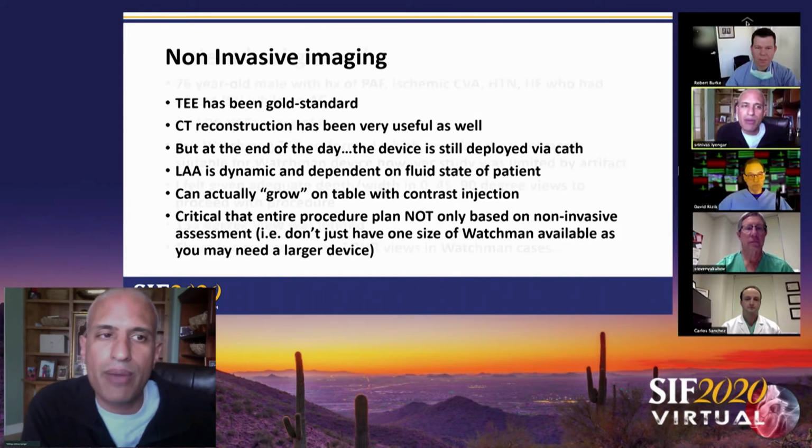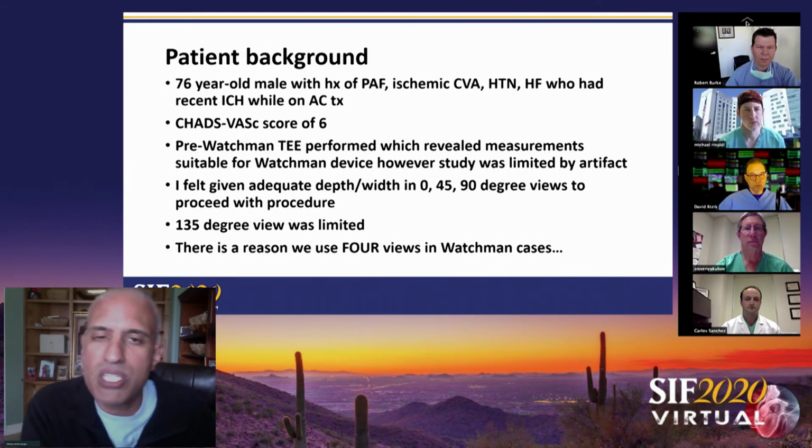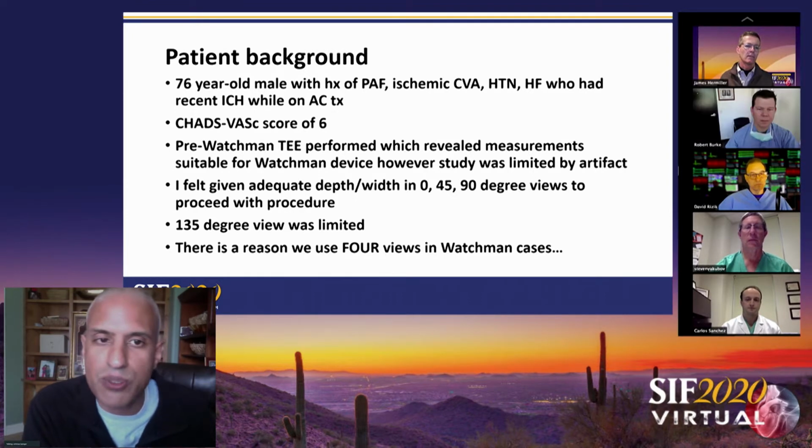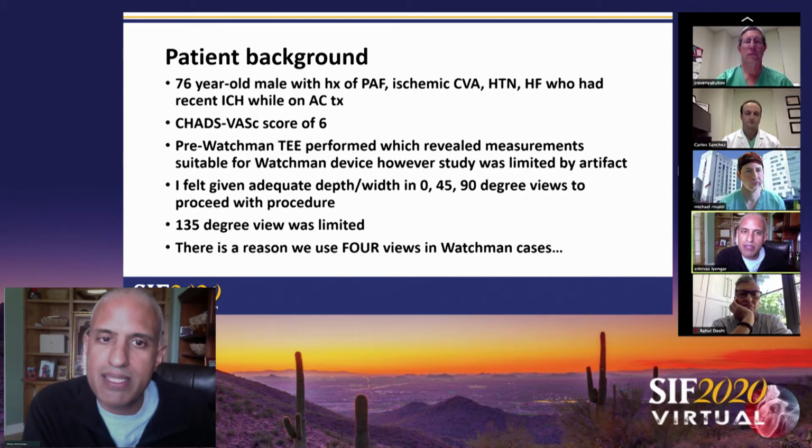So let's give you a background. We have a 76-year-old male with a past history of PAF, ischemic CVA, hypertension, heart failure, with a recent intracranial hemorrhage while on anticoagulation therapy. CHA2DS2-VASc score of 6. The pre-Watchman TEE was performed, which revealed measurements that were suitable for the device. However, the study was limited.